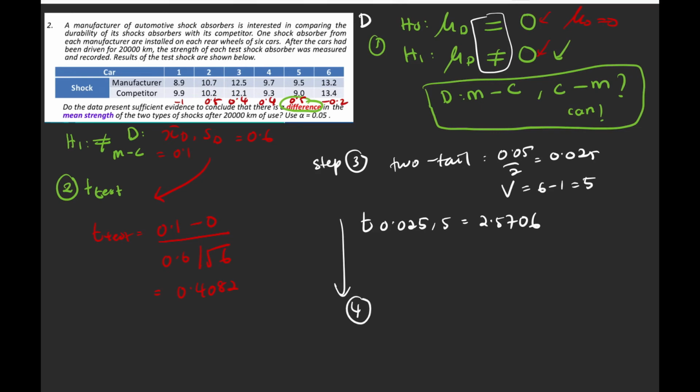Step number 4, I get accept H null. And step number 5, if accept H null, not support the claim. Okay, you can try on yourself here. So I'll guide you there.